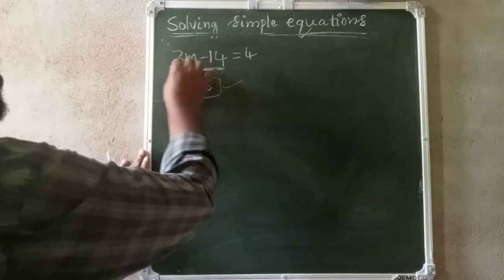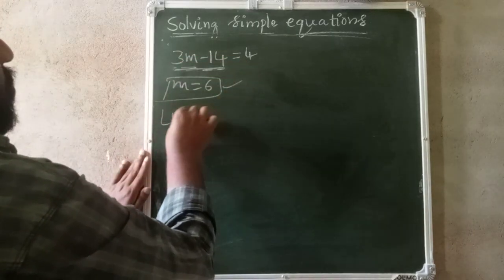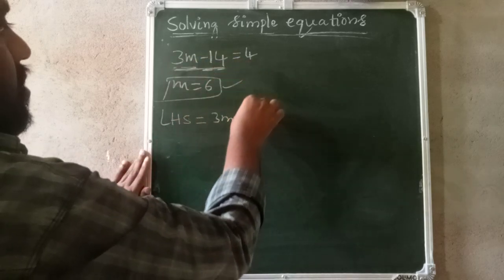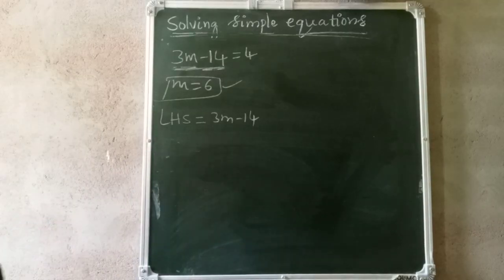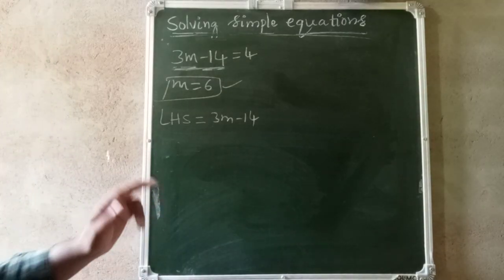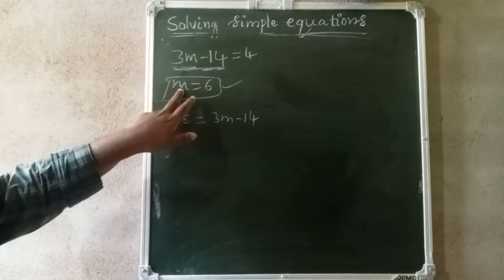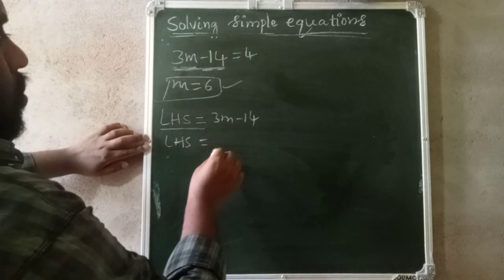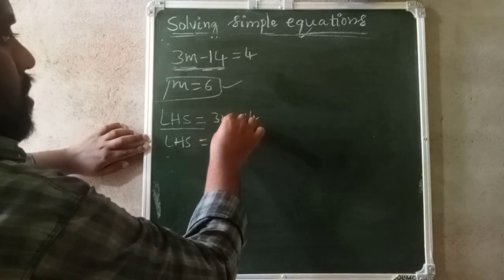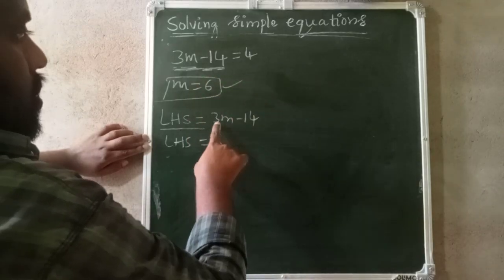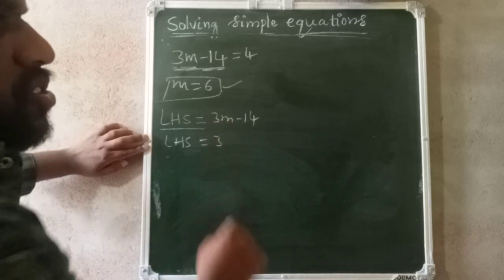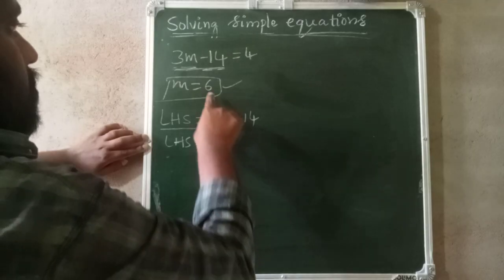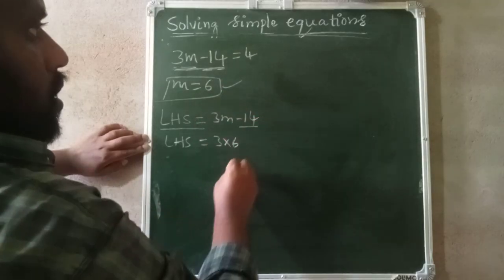For that, this is LHS. So write LHS. LHS is equal to 3m minus 14. Now substitute the value of m. The value of m is 6. Before substituting, write LHS is equal to 3. In place of m, I will put 6. Here 3m means 3 into m. So 3 into, in place of m, 6, minus 14.